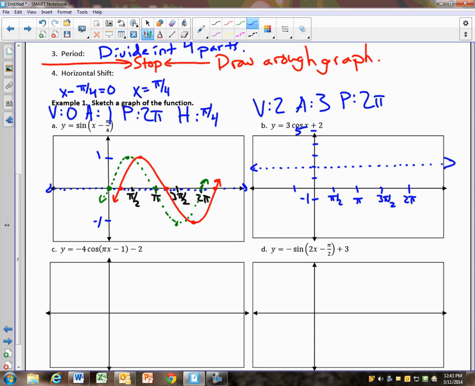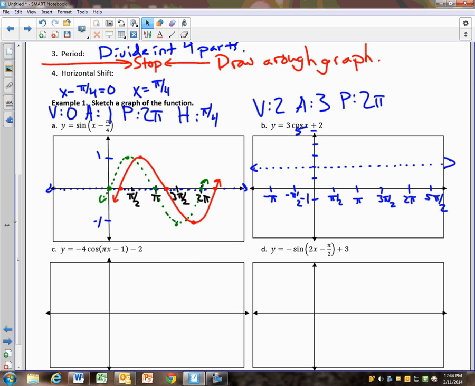Negative pi over 2. The next spot would be negative pi. You don't have to do this. I just want to show you how you can continue to move along. See, 1 pi over 2, 2 pi over 2, 3 pi over 2, 4 pi over 2, 5 pi over 2. If you want to add another mark, go ahead. Now I've kind of filled up my whole viewing window. It's kind of nice.